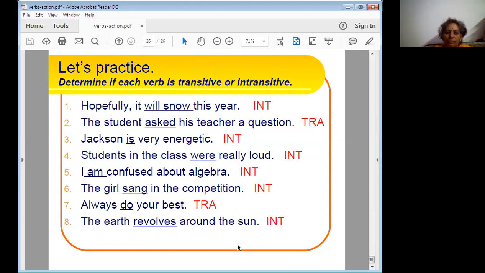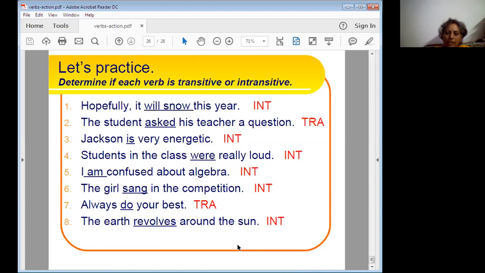Now find the transitive or intransitive. Hopefully it will snow this year. The student asked the teacher a question, that is transitive. Jackson is very energetic. Intransitive.